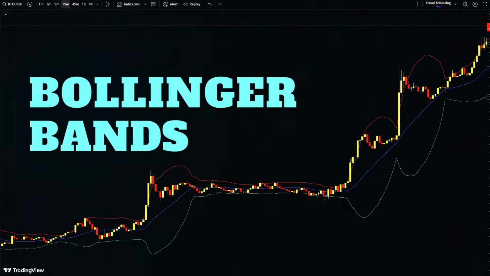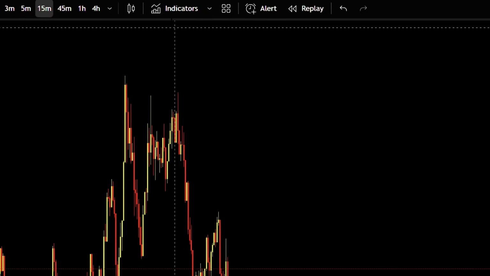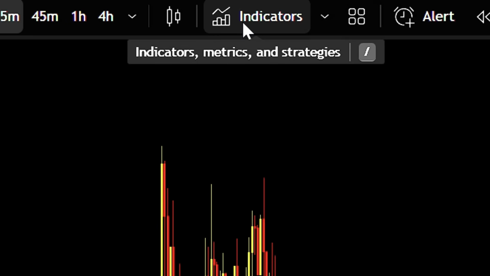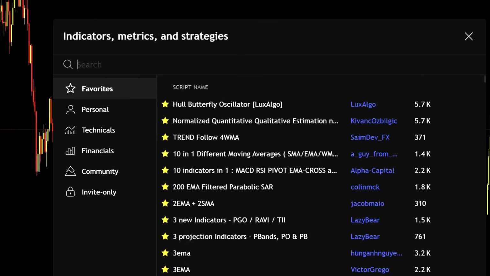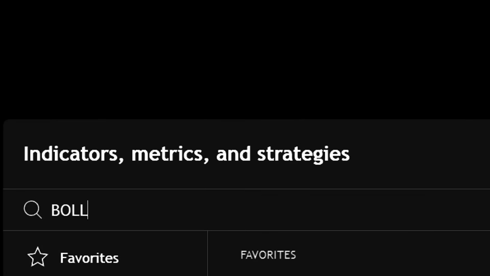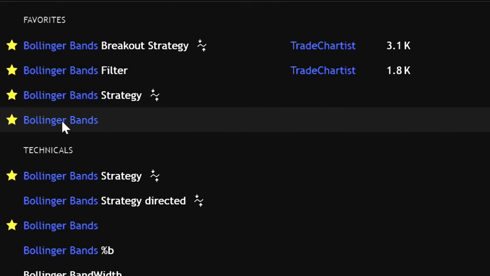The foundation of this approach is gonna be Bollinger Bands. To get them on your chart, just go to the indicators at the top of the TradingView and just type in Bollinger Bands. Click on it when it pops up and boom, they're on your chart.